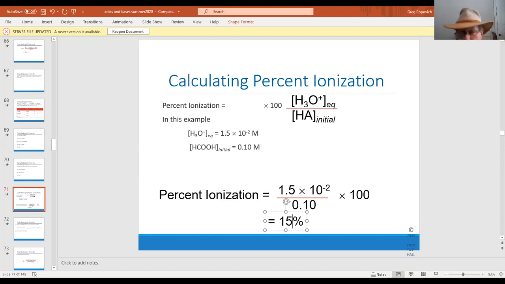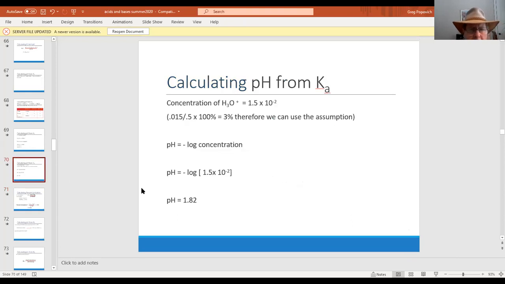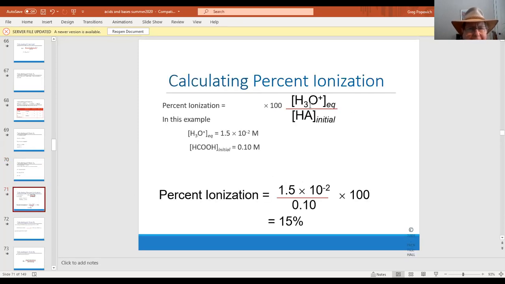So when I'm doing percent ionization, all I'm doing is finding my concentration of H3O. I'm going to take that and divide it by my initial concentration of my acid. And this is going to tell me how much of my acid, on a percent basis, was ionized.